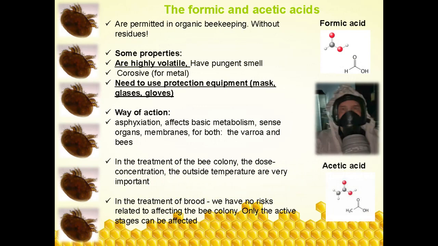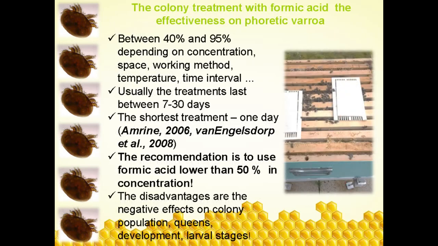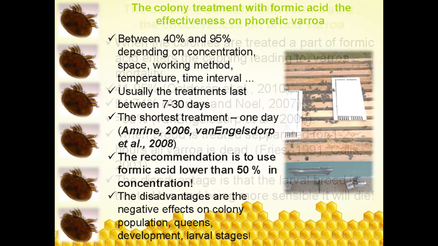Formic and acetic acids in organic beekeeping. These acids are allowed in organic beekeeping and are essential for treating varroa mites without leaving residues. Properties and action of formic acid. It is highly volatile and corrosive. It works by asphyxiating the mites and affects the basic metabolism.